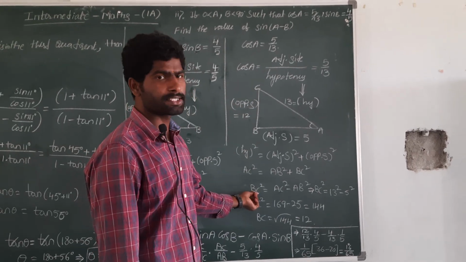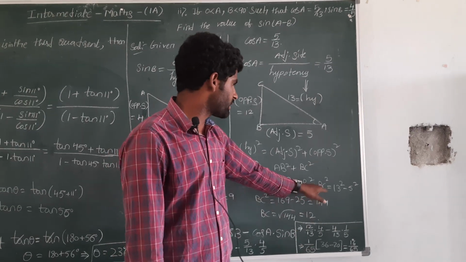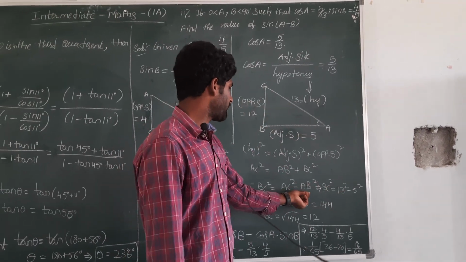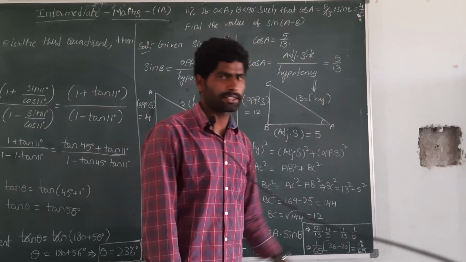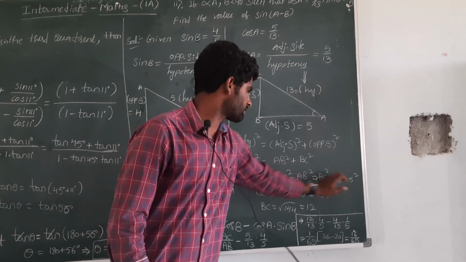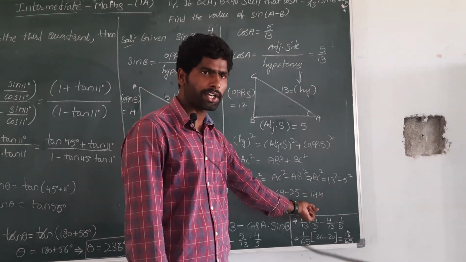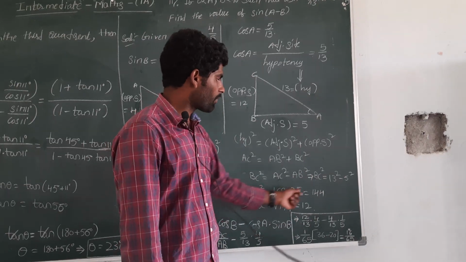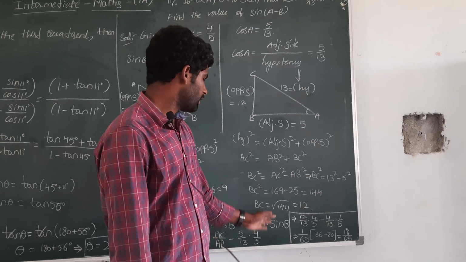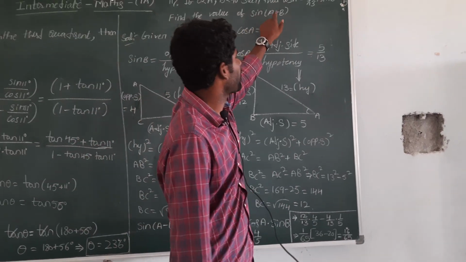That's why I am writing BC square equals AC square minus AB square. So BC square is equal to AC, which is 13 square, minus AB, which is 5 square. 13 square equals 169, 5 square equals 25, 169 minus 25 we get 144. BC square equals 144, BC equals under root of 144, BC equals 12. So actually we have to find sine of A minus B.